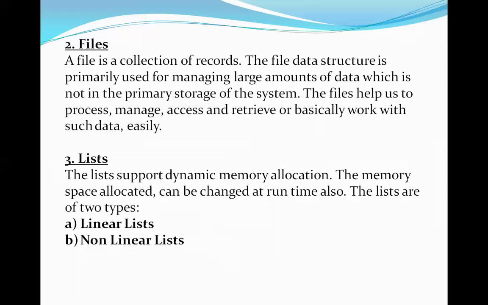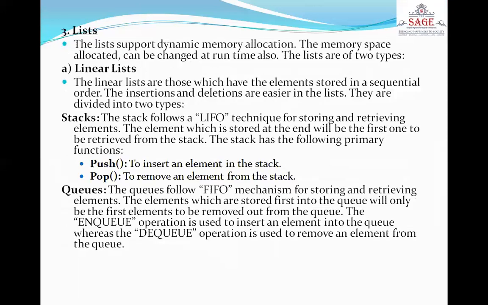Next is list. The list supports dynamic memory allocation. The memory space allocated can be changed at runtime also. The lists are of two types, linear list and non-linear list. That means a list is an ordered data structure with elements separated by a comma and enclosed within square brackets. For example, list 1 and list 2 contain a single type of data. List 1 has integers while list 2 has strings. A list can also store mixed data types.